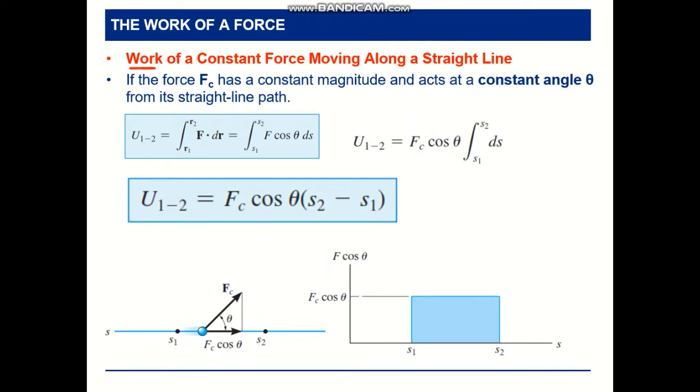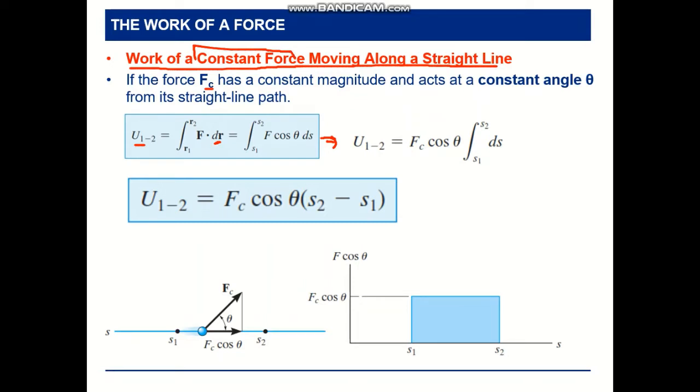Now let's go through work of a constant force moving along a straight line. So our force is constant, it doesn't depend on the distance change anymore. As we know, the change of energy is equal to the integral from r1 to r2 of F dot dr, or in the magnitude form, the integral from s1 to s2 of F cosine theta ds.